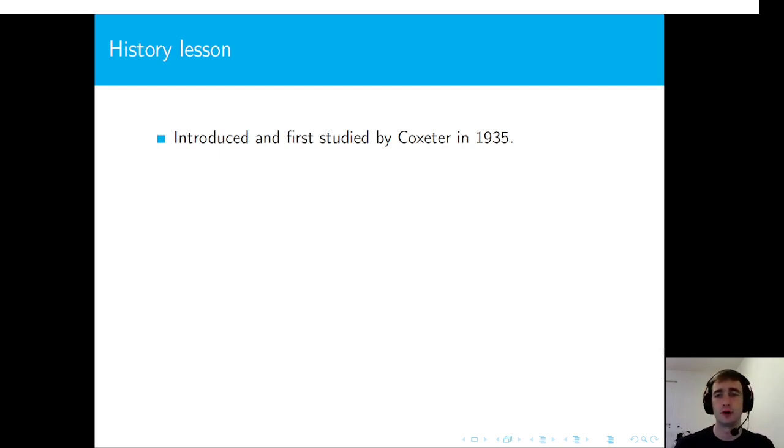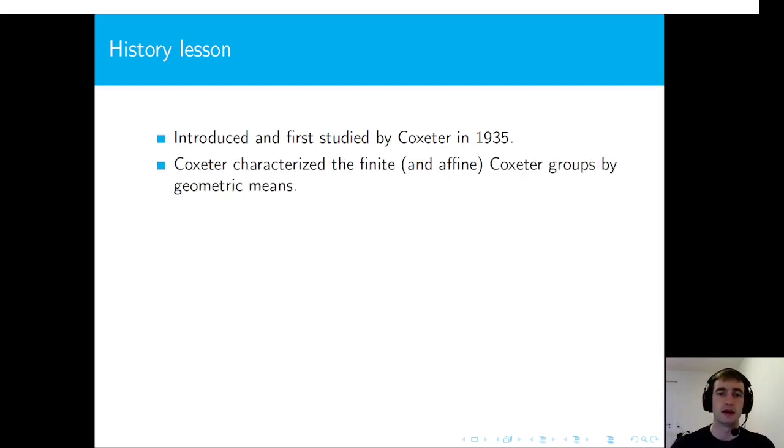I will actually give you more details on how he sort of approached this, given the presentation, in part 4. But what I want you to know is that this was a geometric problem and then was turned into an algebraic problem and then was turned back into a geometric problem by Coxeter in 1935. And what he did is, well, he characterized the finite and affine Coxeter groups by geometric means. I will define an affine Coxeter group later. Essentially, it's one that acts nicely on Euclidean space.